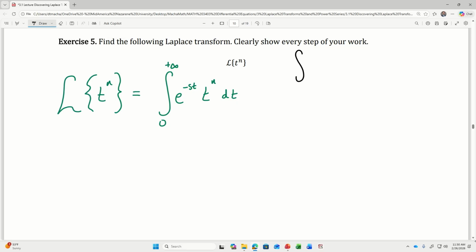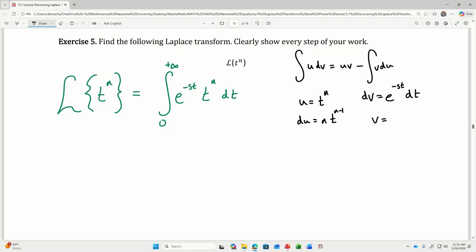So in integration by parts, we have this formula, right? And here we choose the polynomial to be my u, the t to the n. And that means du is going to be n t to the n minus 1. Sorry, dv is e to the negative st dt. And then v will be the antiderivative of e to the negative st, which is negative 1 over s e to the negative st.